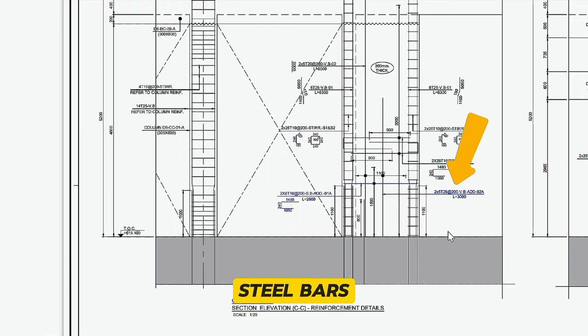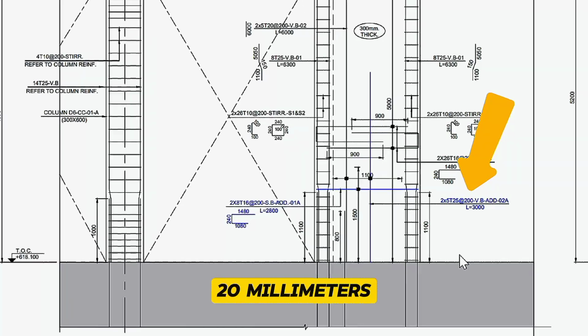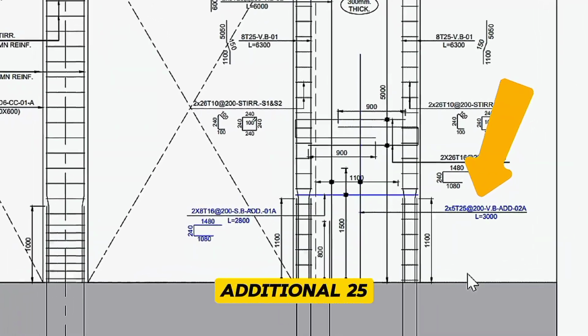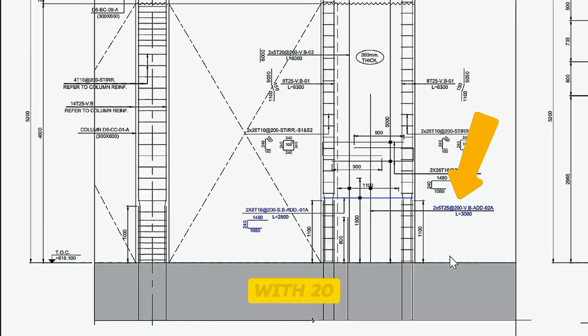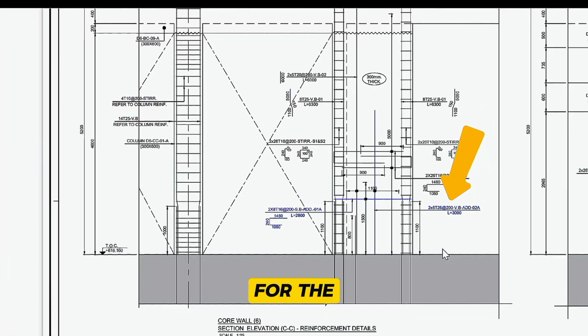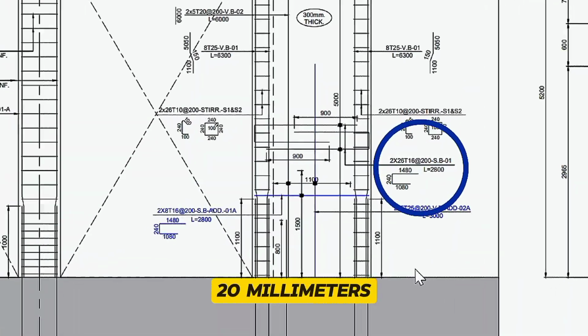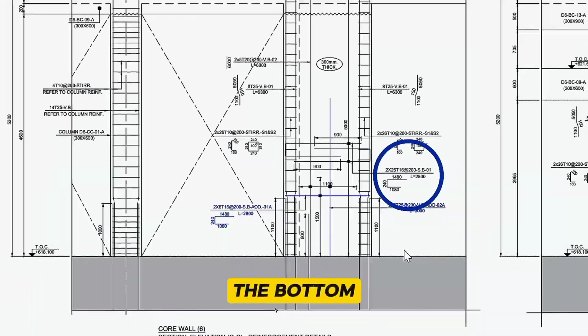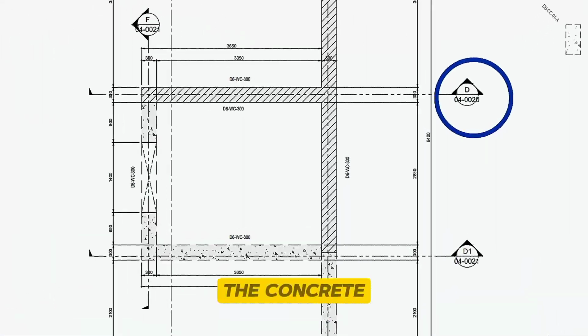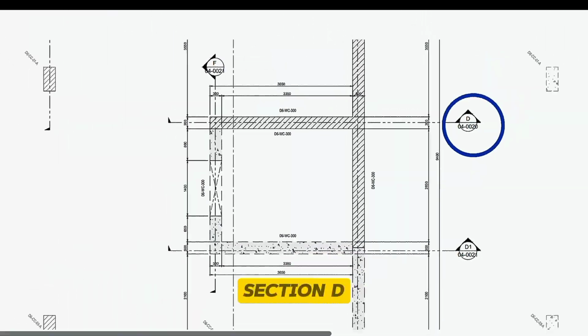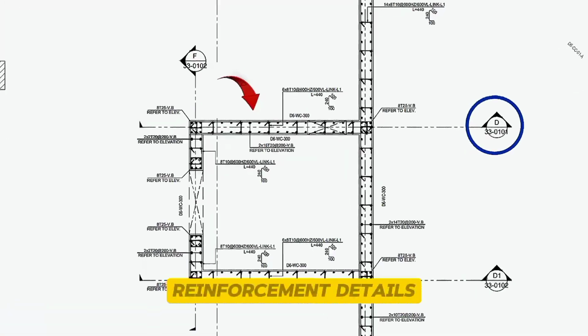The vertical steel bars in the wall are 20mm. However, additional 25mm steel bars will also be used with 20mm spacing for the vertical bars. Next, staggered 16mm spacing 20mm said bars will be used from the bottom to the top. Now let's take a look at the concrete dimensions plans for section D of core wall 6 reinforcement details.